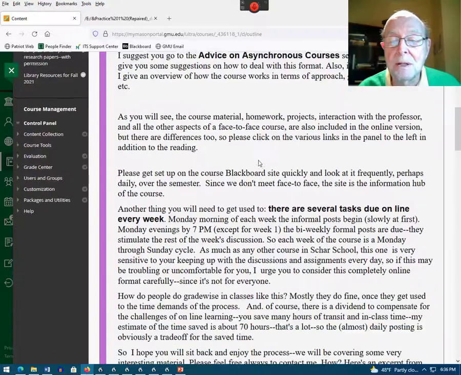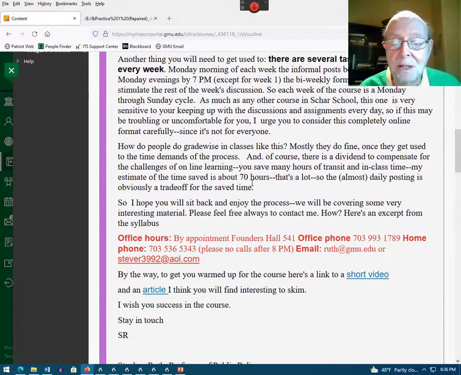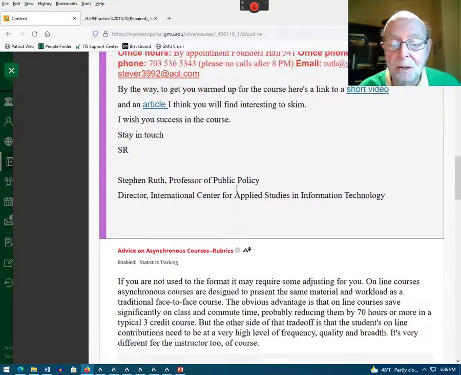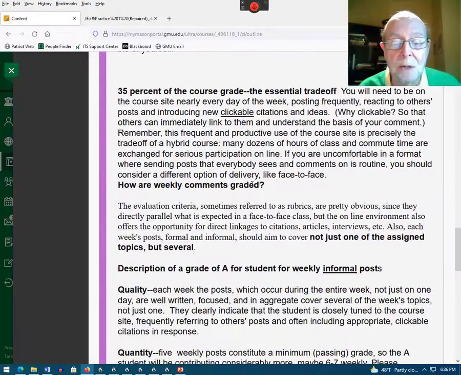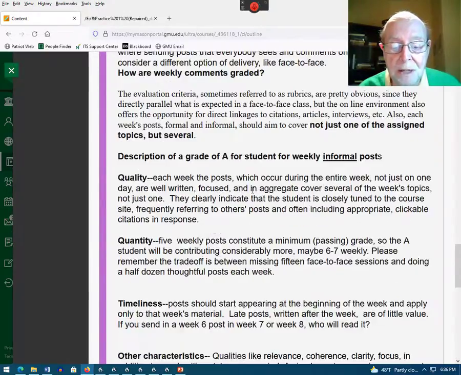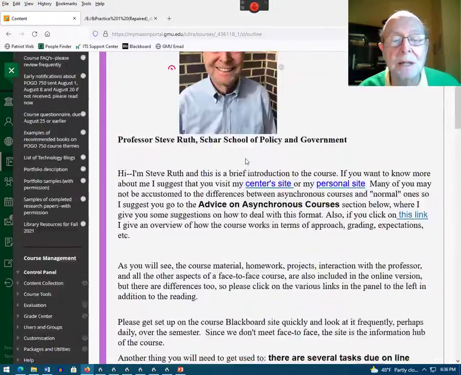There's all kinds of clicking that goes on in these kinds of courses, and this is what it looks like. I just described the course. And then down here, these are the rubrics, the rules, and every one of these asynchronous courses has plenty of rubrics.